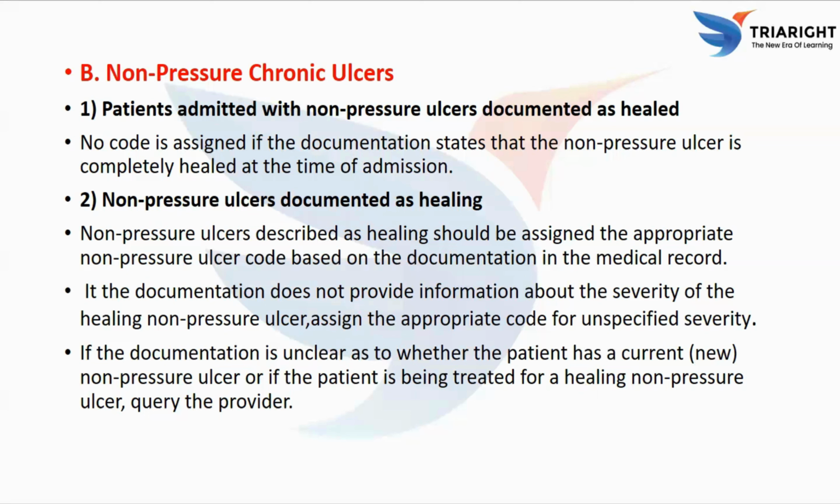So what are the examples of severity terms for non-pressure ulcers? Limited to breakdown of skin, with fat layer exposed, with necrosis of muscle, and with necrosis of bone. What is the important clarification rule for this? If it is unclear whether the ulcer is new or the patient is being treated for a healing ulcer, you have to query the provider. Never assume whether the ulcer is new or healing without clear documentation.